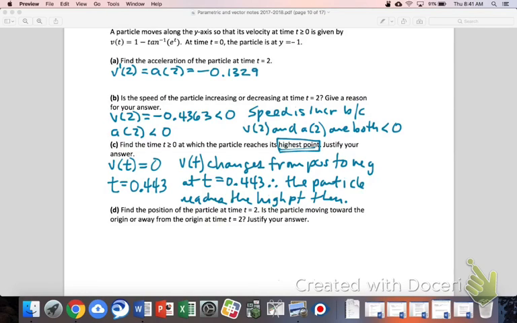D. It just says find the time. Yeah, you could find the max. You got yelled at? By Lenny? Oh boy. Let's start the year off right.